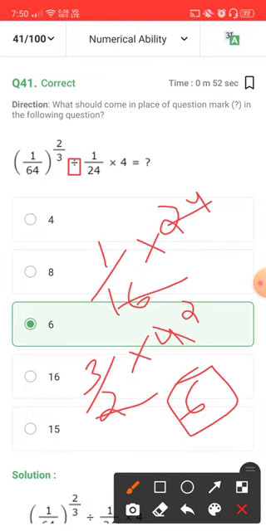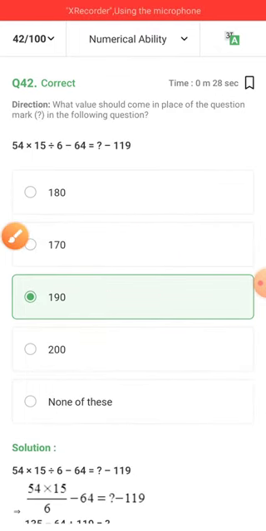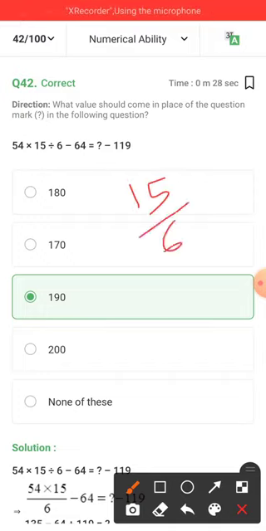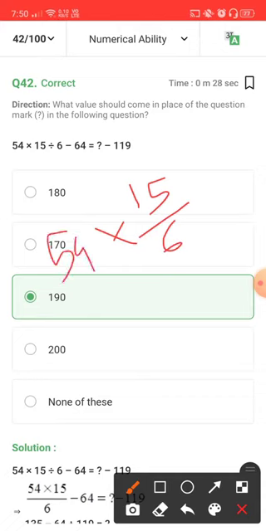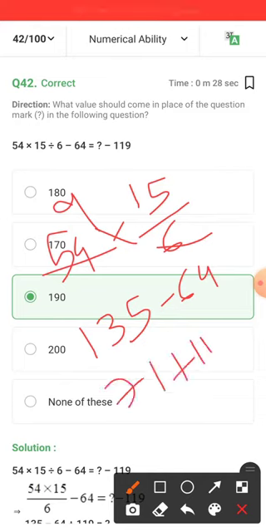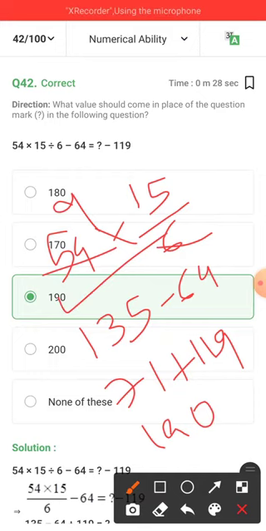So the next one is this one. In this we can place it 15 by 6 we can do, but that is not an easy method. So 15 by 6 into 54. What is this? This is 9. 9 into 15, 135. 135 minus 64 is like 60, 75 minus 4, 71 plus 119. It is 190. So we have the answer 190.